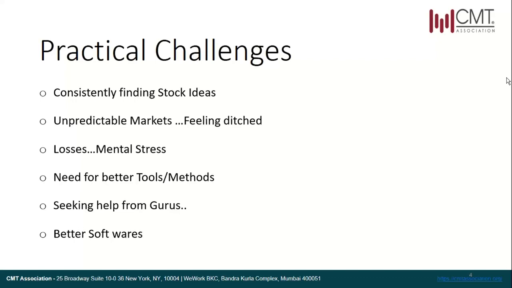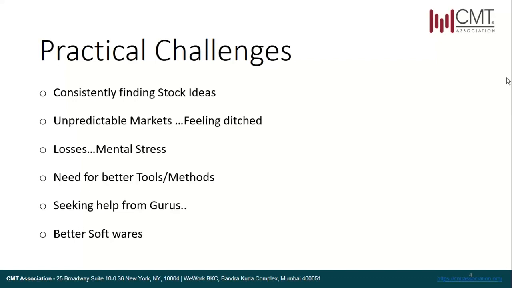Second is the fact that markets are quite unpredictable, and they are by default unpredictable in nature. So when a trade goes wrong, you feel dished by the market, and you feel that things are not going to go as per your plan, and you lose your confidence, and you even lose your faith in your abilities. So these are the things that actually happen to a lot of traders that I have seen, and of course that would add to your mental stress. So all of it makes the whole thing slightly more difficult especially for the newcomers.